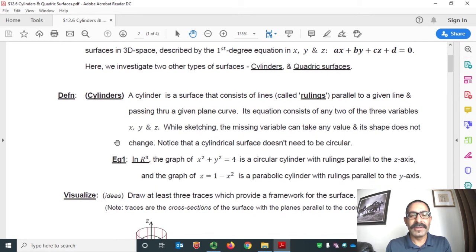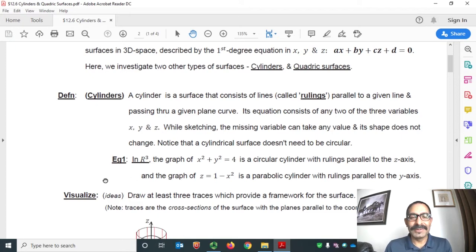Quick definitions. A cylinder is a surface that consists of lines called rulings parallel to a given line and passing through a given plane curve. Its equation consists of any two of the three variables x, y, and z. While sketching, the missing variable can take any value and its shape does not change.